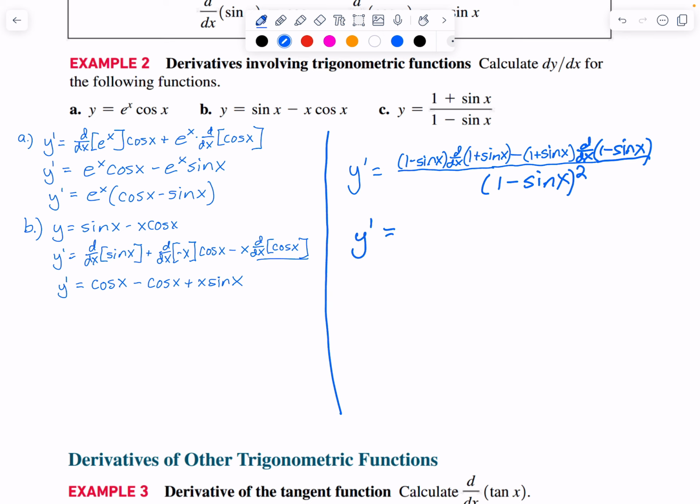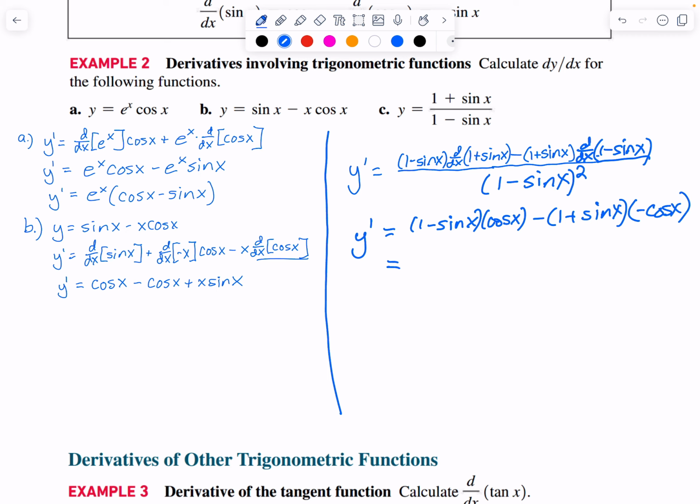All right, so we get 1 minus sine, that's still there. And then what we're going to get in parentheses here, derivative of 1 is a 0. Derivative of sine is cosine. So I just get a cosine x there. Minus, I keep that 1 plus sine x. And then now I have to do derivative of 1 is 0. Derivative of negative sine is negative cosine.